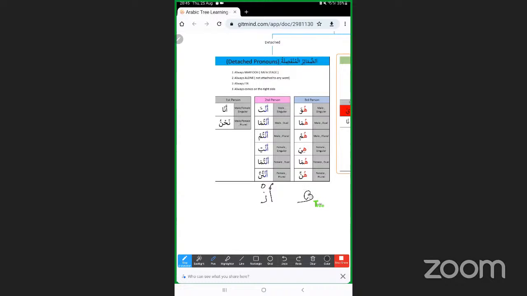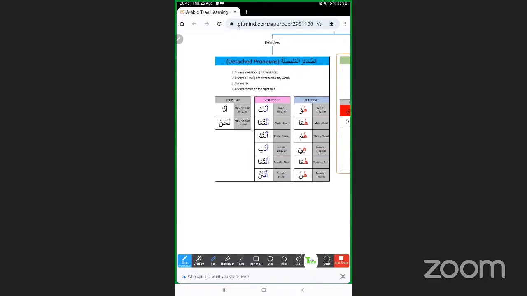Yes, this is called chashme wala ha. My mother used to call it chashme wala ha. It looks like a chashma. So all the third person pronouns are starting with ha. All the second person pronouns are starting with an.